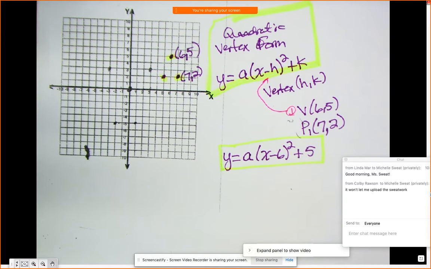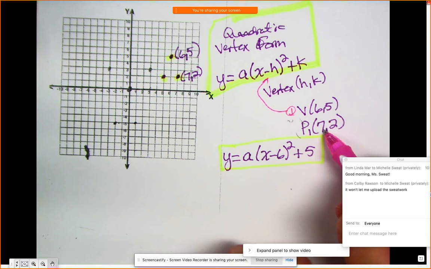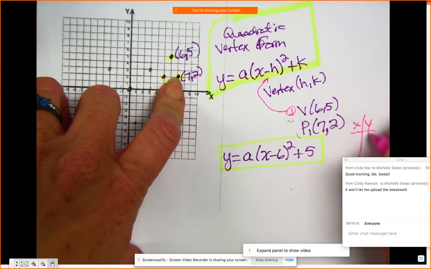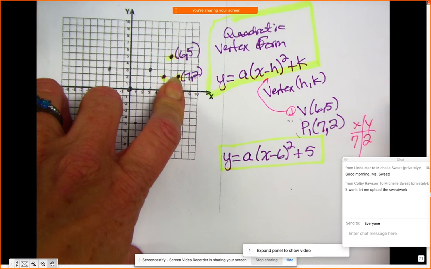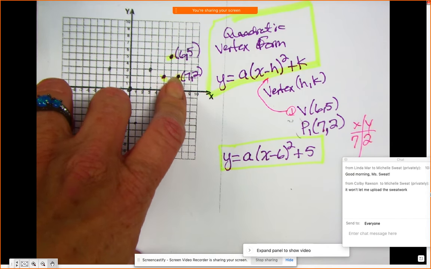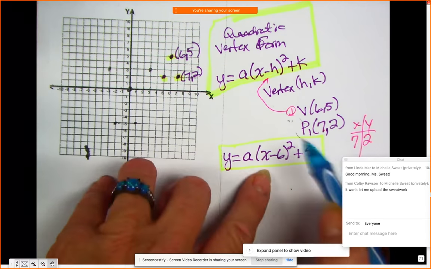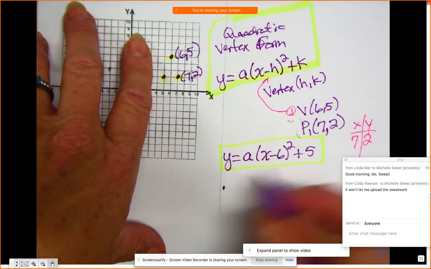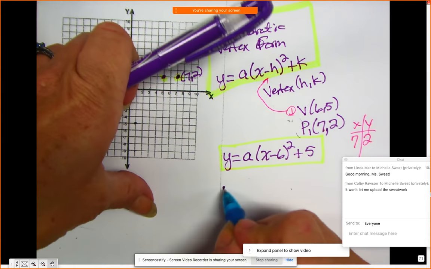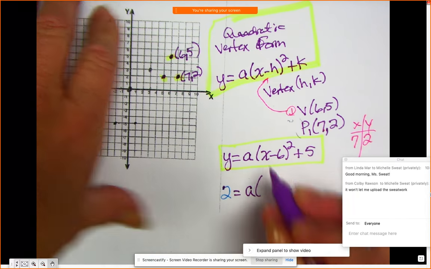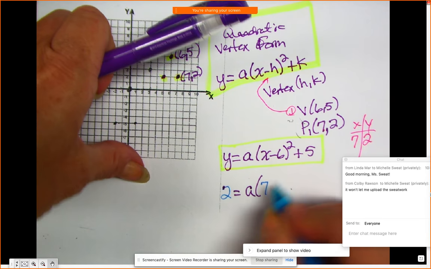Now, step 2 is we're going to take the point that we labeled. We know it's on this graph. We know that in a table of values, if I input a 7, I'm going to get out a 2. Well, we're going to do that. We're going to plug in 7 for x. So I'm going to rewrite my equation. Instead of y, it tells me to put a 2. So I'm going to put 2. Instead of x, it tells me to put a 7.